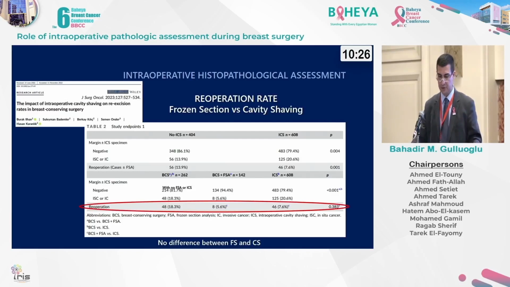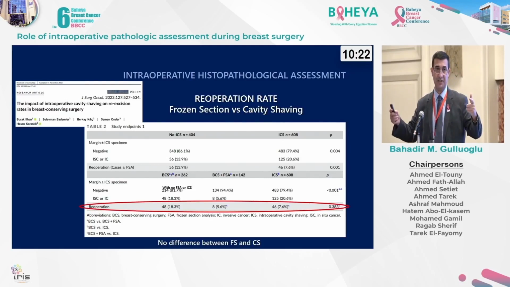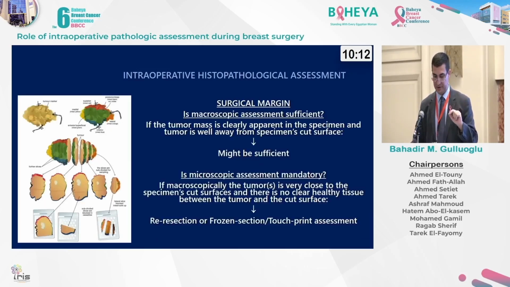One study from Turkey, from Istanbul University, compared the frozen section and cavity shaving, not only cavity shaving and no cavity shaving, and they didn't find any difference between frozen section and cavity shaving regarding the reoperation rate in these patients. Should we do a microscopic assessment or not?